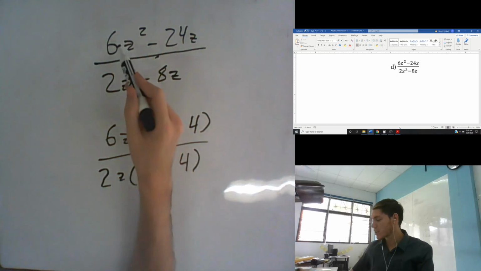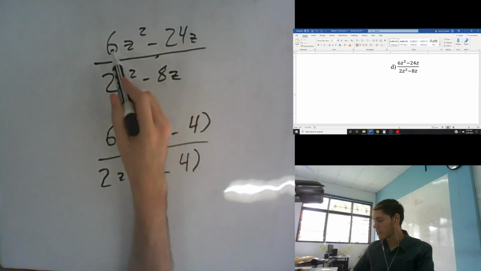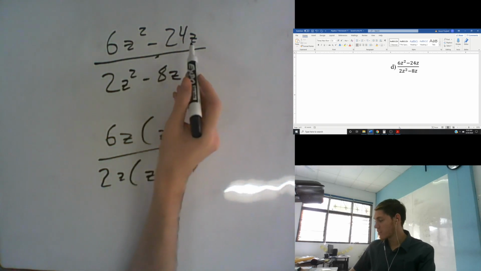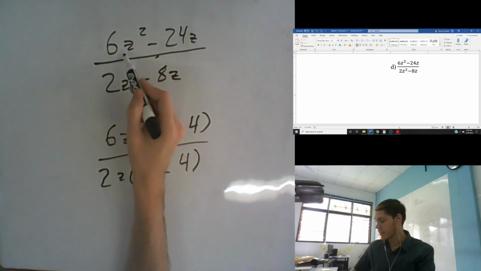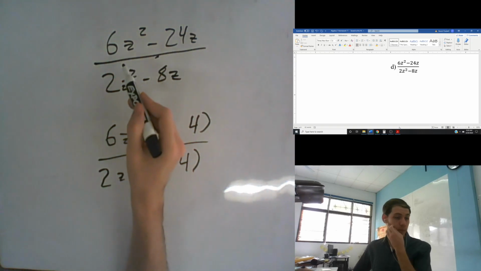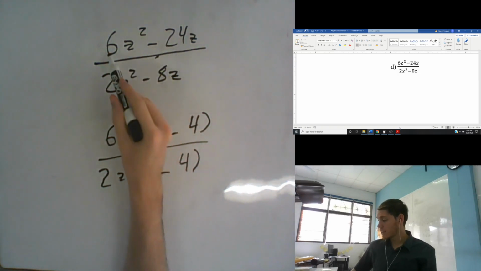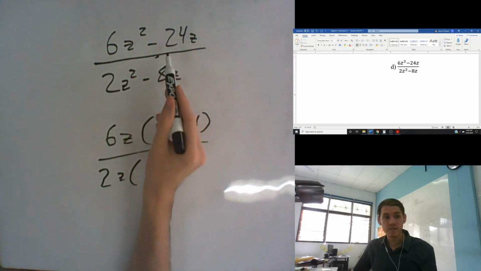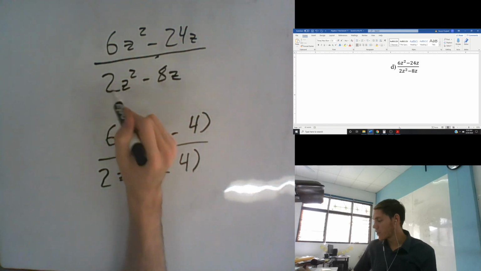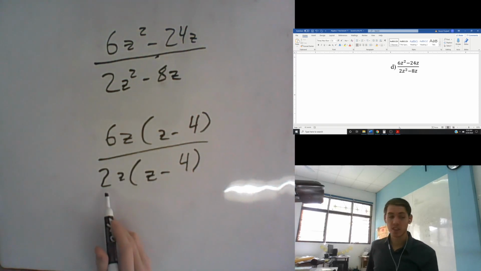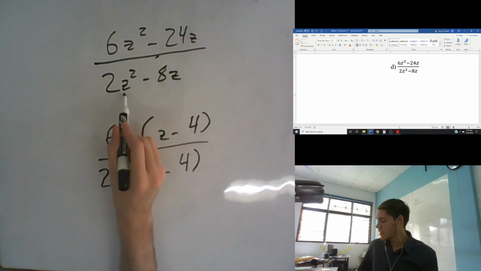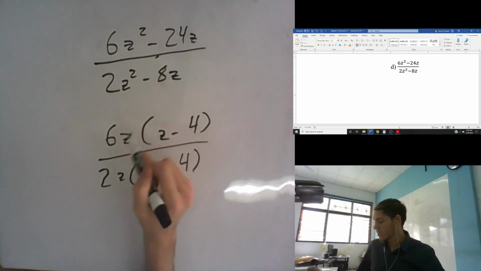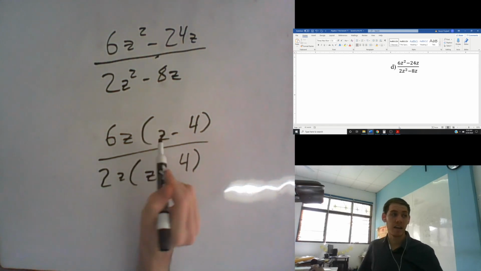So I'm just factoring off something in both the top and the bottom. If you factor off, you see that z and z are the same, so something has to come up, and that would be a z. 6 goes into both 6 and 24. What goes into 2 and 8? That would just be a 2. And what goes into z and z? That would be a z. So far, I just factored off something and have it written as factors.